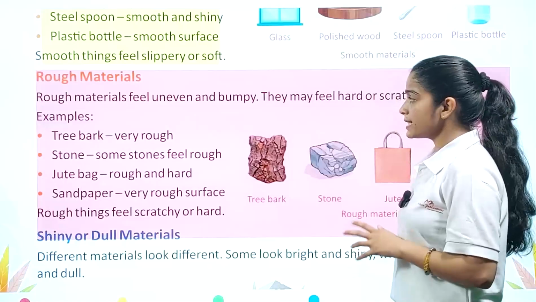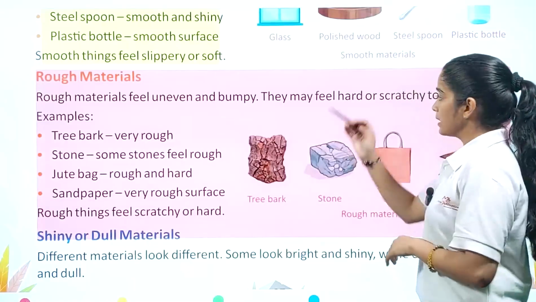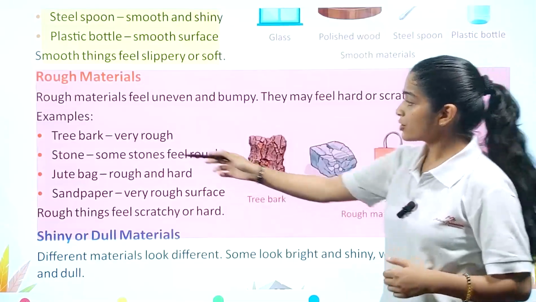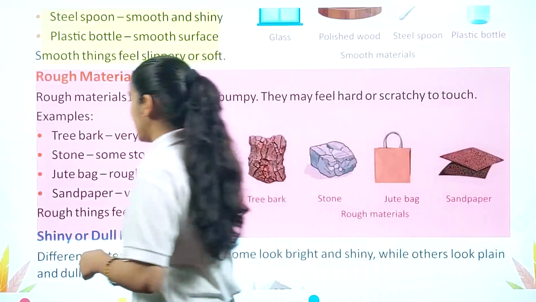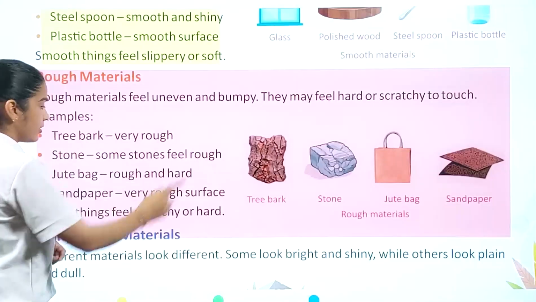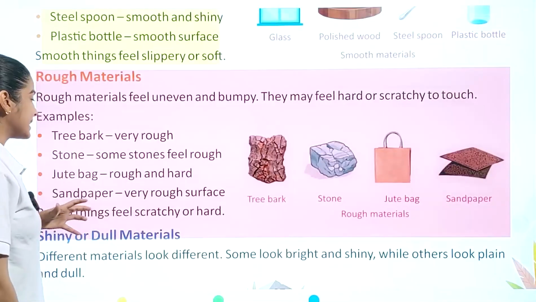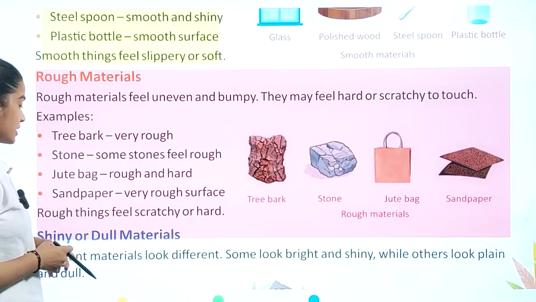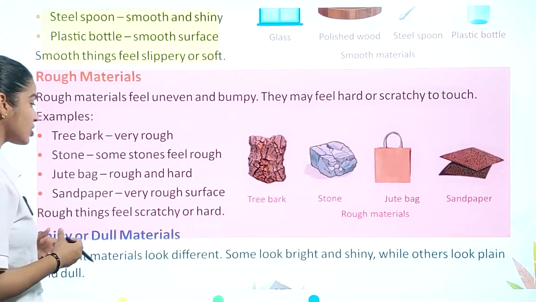Rough materials feel uneven and bumpy. They may feel hard or scratchy to touch. Examples: tree bark, very rough. Stone, some stones feel rough. Jute bag, rough and hard. Sandpaper, very rough surface. Rough things feel scratchy or hard.